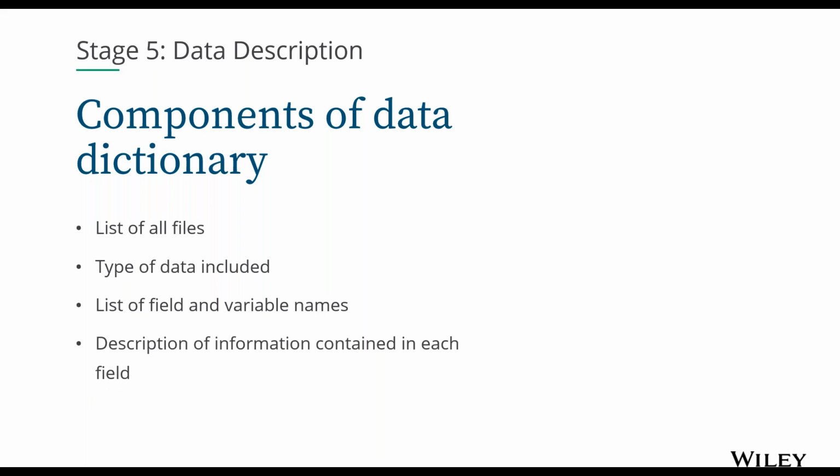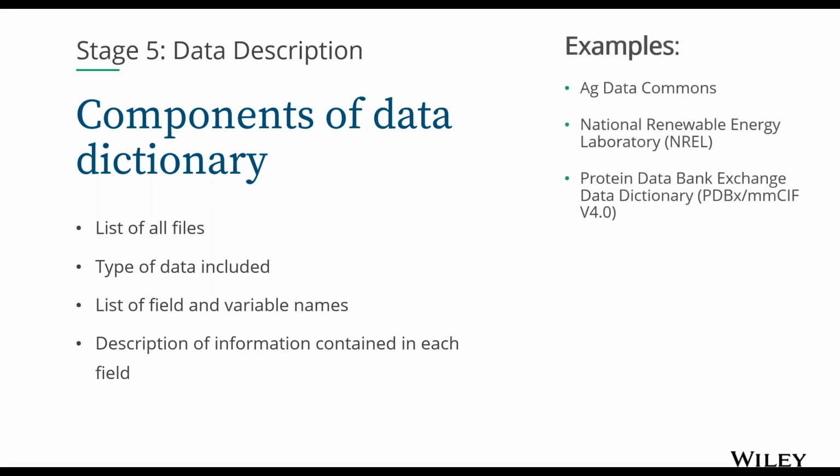A good example is clinical data sets that have a lot of different clinical parameters, overall survival, staging. A lot of times there are acronyms and symbols. What you want to have in the data dictionary is what those acronyms and symbols might mean. So here are a couple of examples you can go and search to give you an idea of what a data dictionary can look like. There's AG Data Commons, there's also the National Renewable Energy Laboratory, and the Protein Data Bank Exchange Data Dictionary.